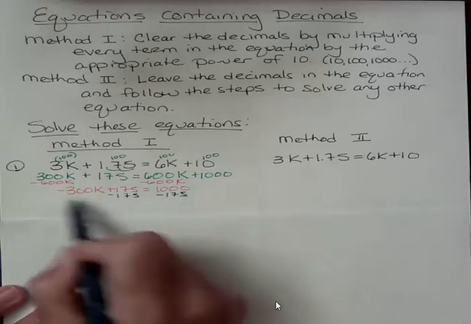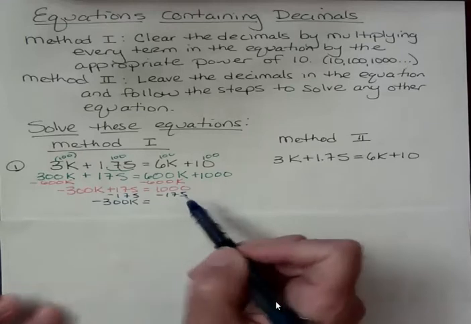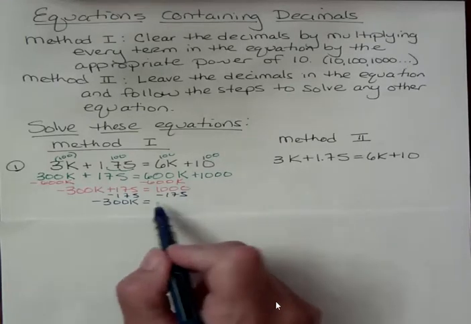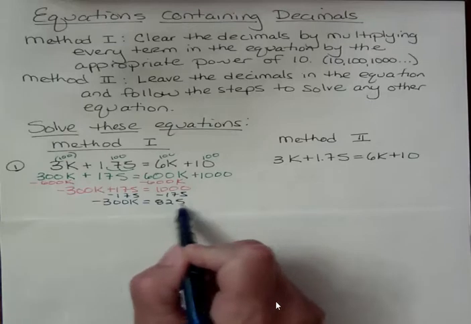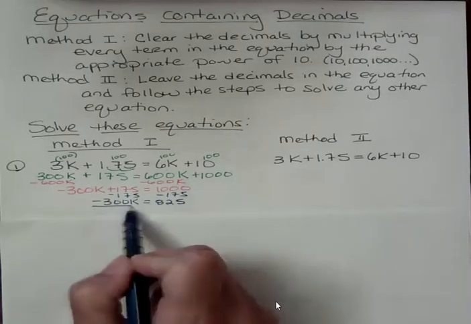So I still have a negative 300k on the left, and 1000 minus 175, I definitely have more positives than negatives, and I have 825. And again, use your calculator if you need to for that. And then I'm going to divide both sides by negative 300.